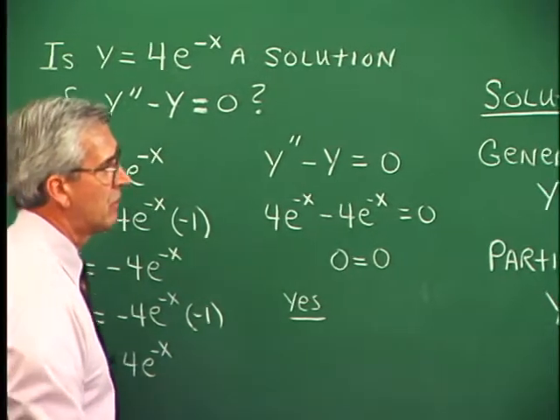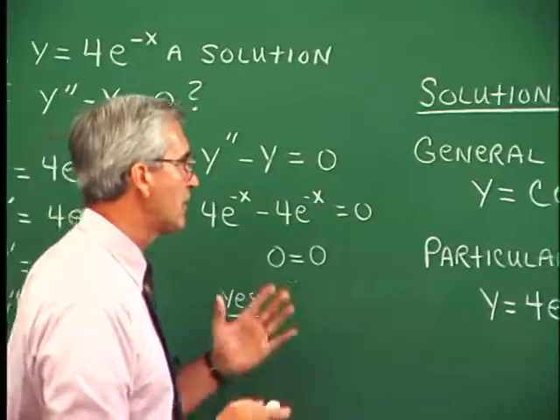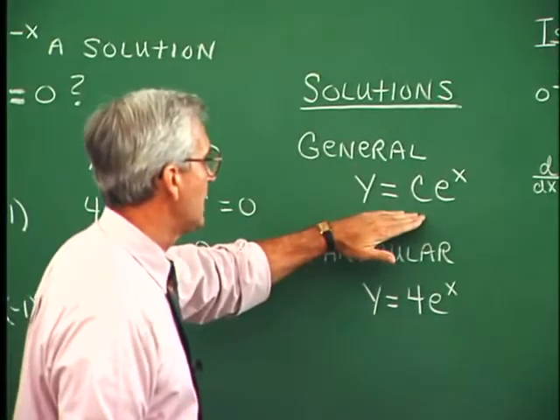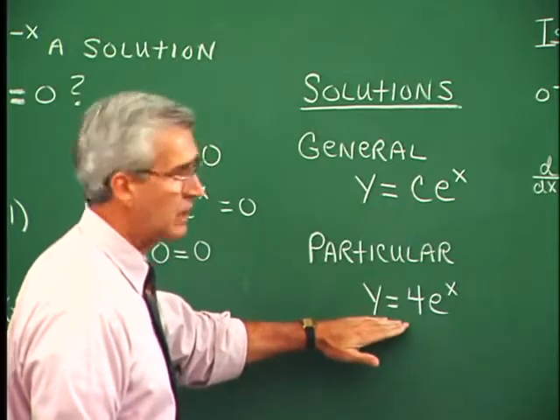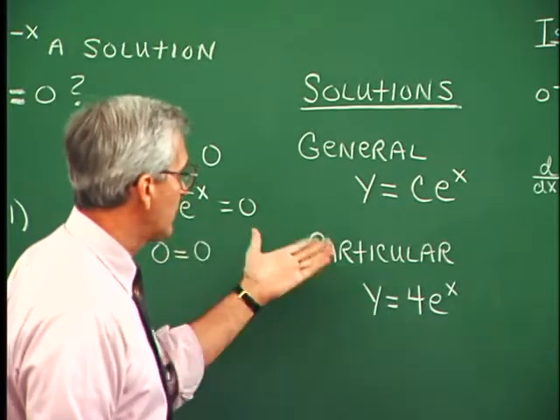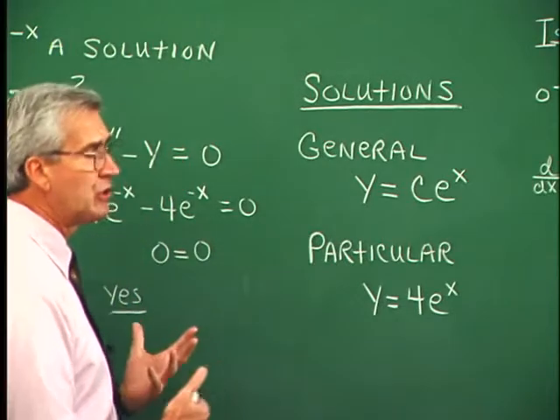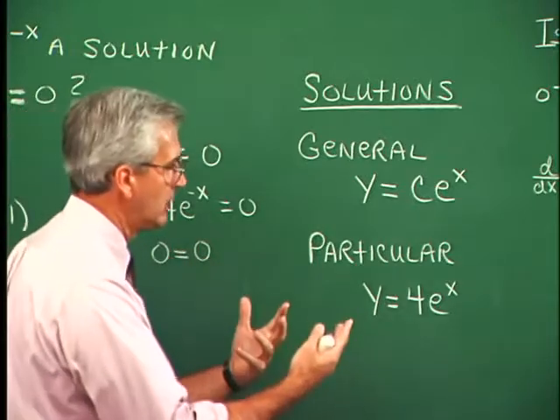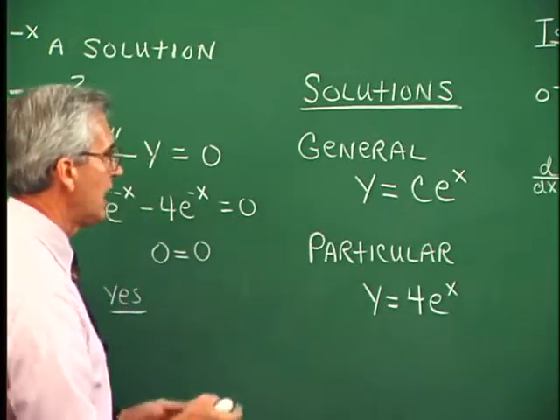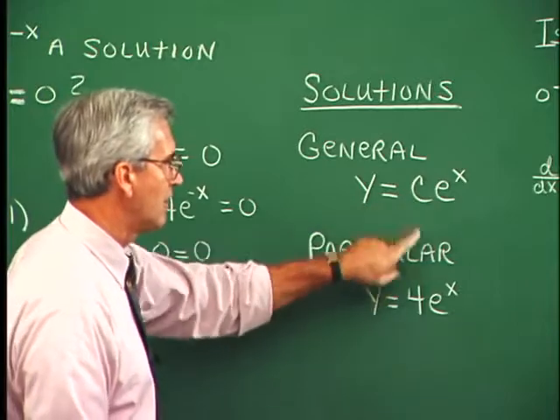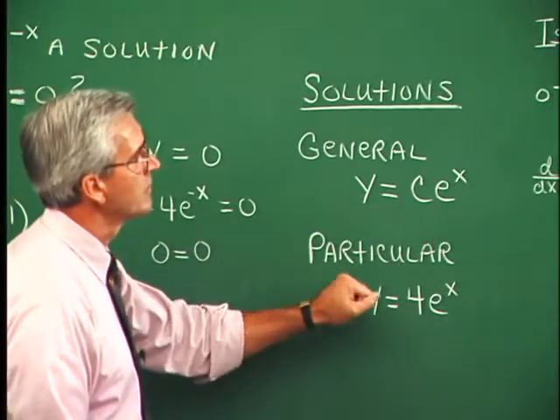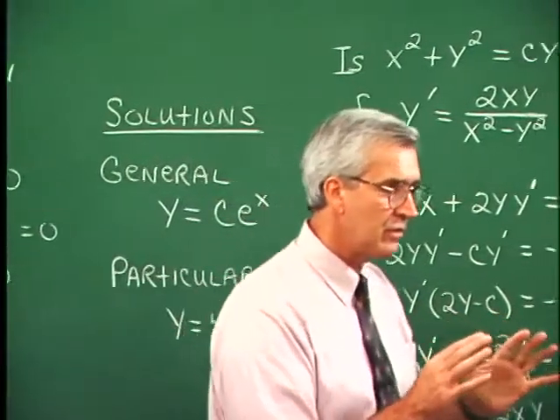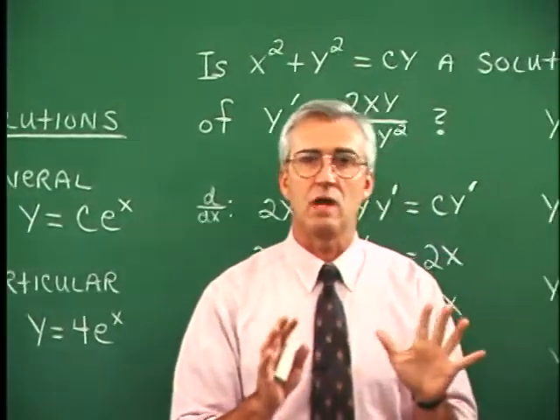Now, solutions to differential equations can be thought of as being either general or particular. A general solution would look something like this, and a particular solution would look something like this. Particular solutions a lot of times emerge when we are given some additional information, usually at the front end of a problem, and we're able to identify the value of a constant. Let's look at how we might view this idea of determining whether or not we have a solution.